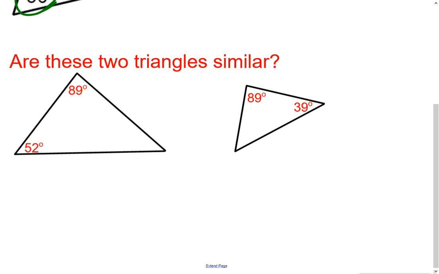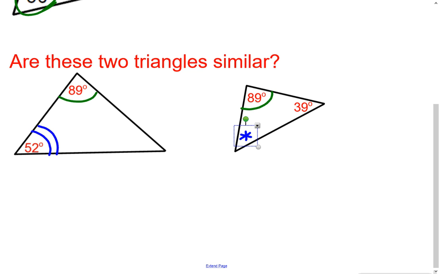Well, this one I look at and go, I already have one set of congruent angles. It's right here. Those are both 89 degrees. But I need that second set. Well, if I look at the 52-degree angle, that obviously doesn't match up with a 39, but does it match up with this angle here? I don't know. So I'm going to try to figure out what is the measure of that angle in this triangle.